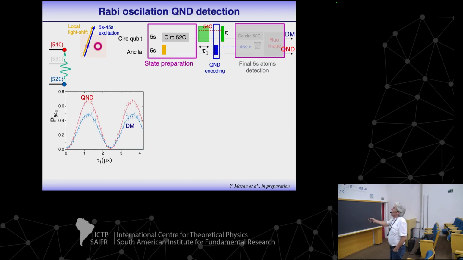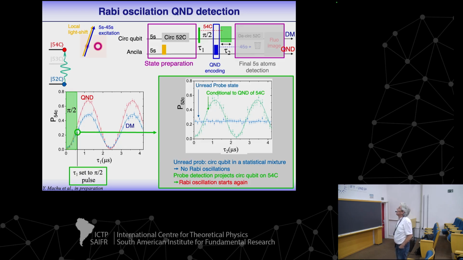So then we perform Rabi oscillation of the system on the two-photon 52 to 54C transition. I don't want to say too much detail about this, but indeed this Rabi oscillation is a signature of the quantum non-demolition character of the measurement. Here we perform the Rabi oscillation after preparing, by a pi over 2 pulse, a coherent superposition of 52 and 54. And then this coherent superposition, we measure with a pulse on the ancilla, and depending on the measurement result of the ancilla, we observe that the measurement is projective.